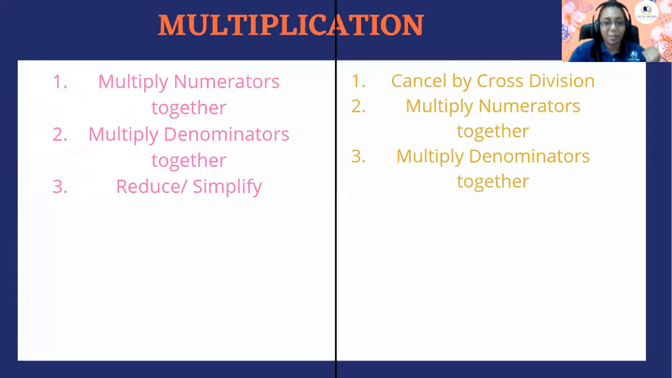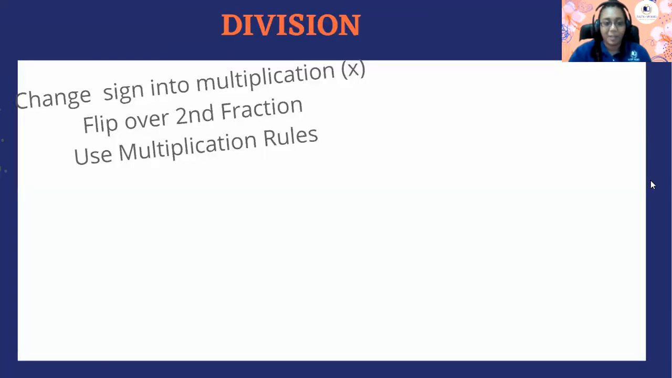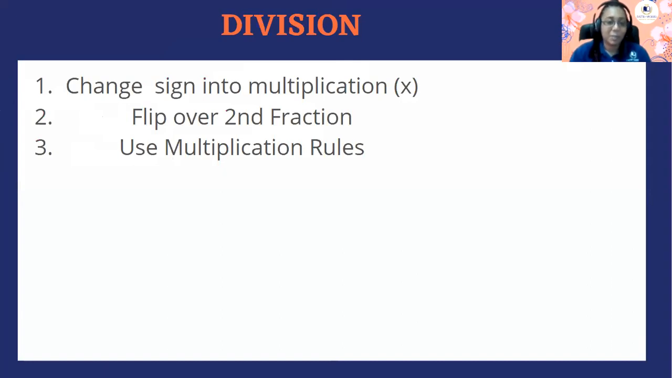On the left side, three steps: multiply numerators together, multiply denominators together, then reduce or simplify. Or cancel by cross division, then multiply numerators together and denominators together. The method we can use is for proper and improper. Division, you change the sign into multiplication, you flip over the second fraction, and then use the same multiplication rules. These apply for both improper and proper fractions.